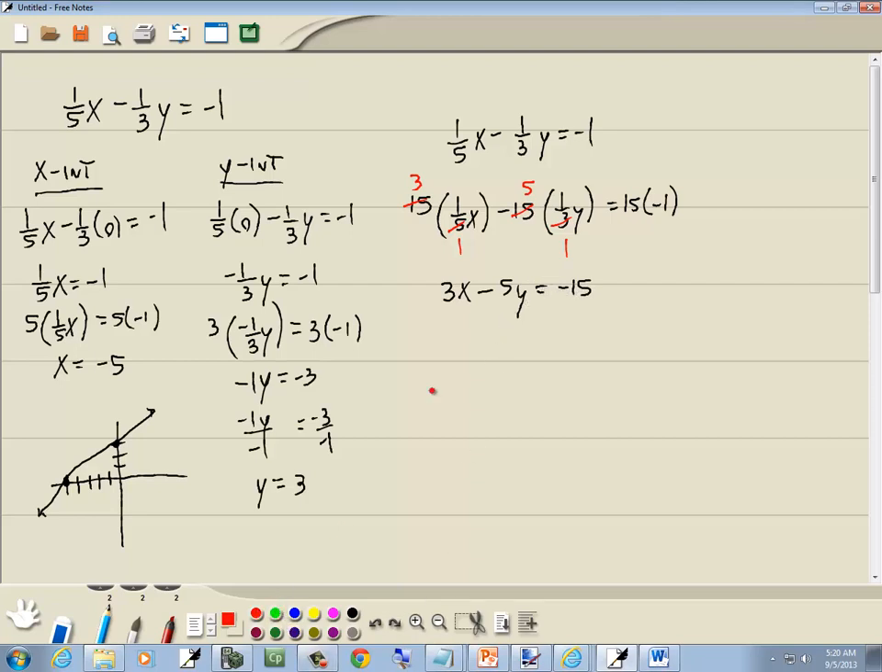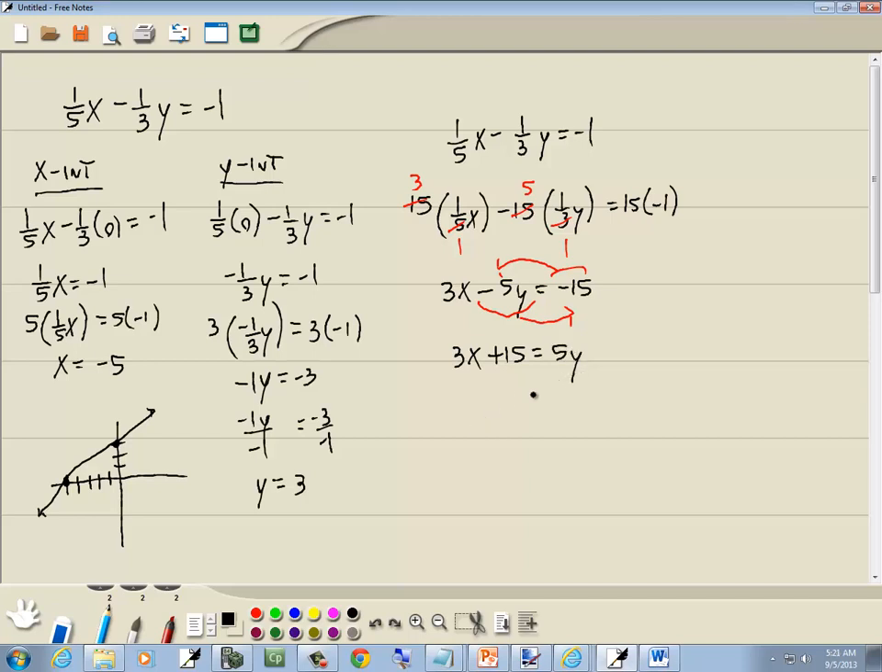Now step 3 says get everything with the variable we're solving for on one side, everything else on the other side. We're solving for y, so I'm going to take the -5y to the right side, and I'll take the -15 to the left side. Remember, when you take anything across your equals, your sign changes. My -15 becomes a +15. My -5y becomes a +5y.